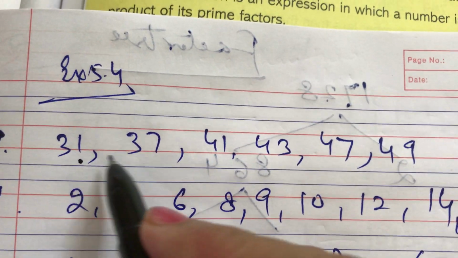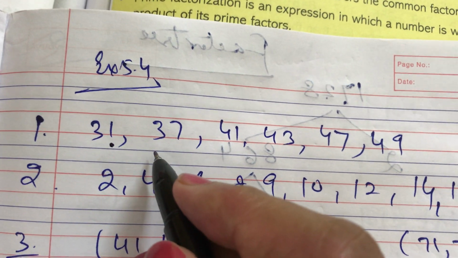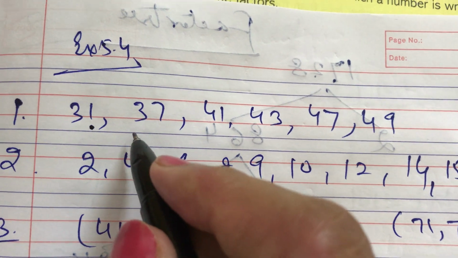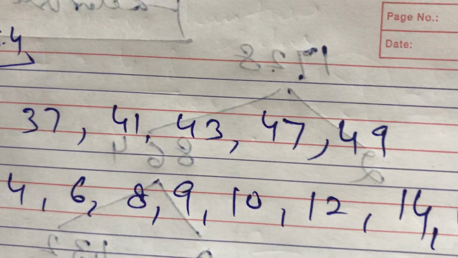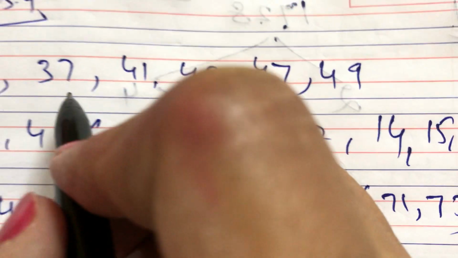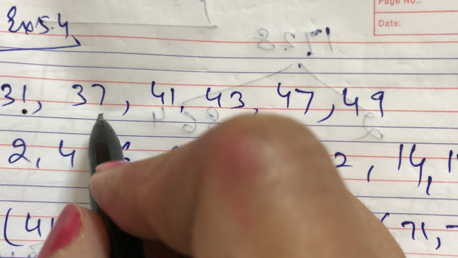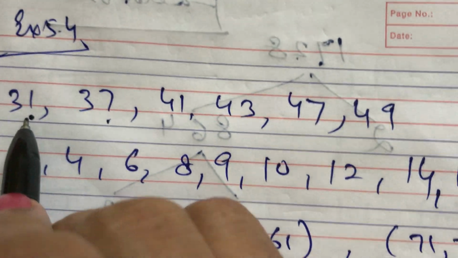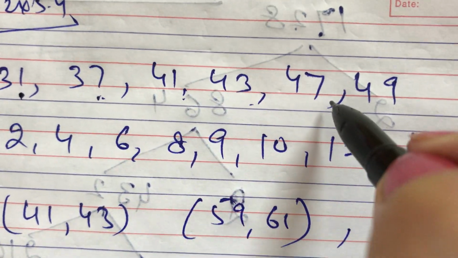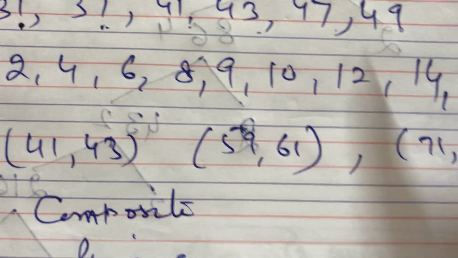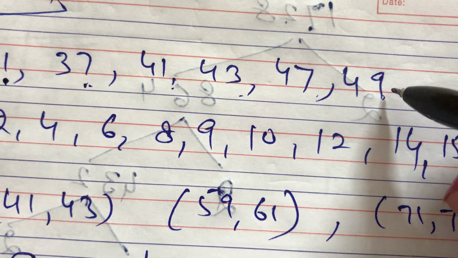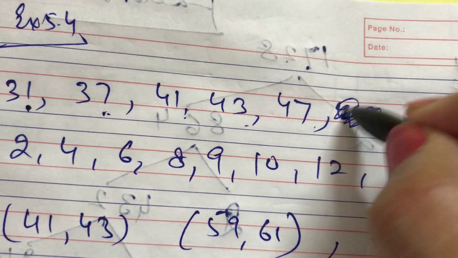That is 31. 32 is not prime as it is a composite number. 33 is not prime. 34 is not prime. 35 is not prime. You can write 37. You have to find out the numbers between 30 and 50 which are prime and which are not prime. The numbers are 31, 37, 41, 43, 47 and 49, which have only the factors 1 and the number itself.